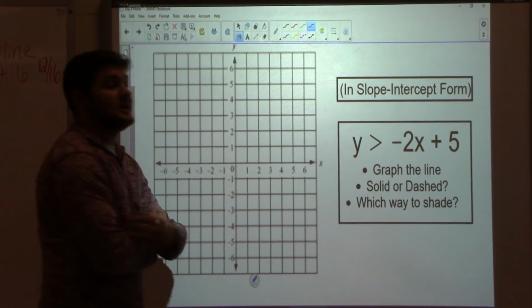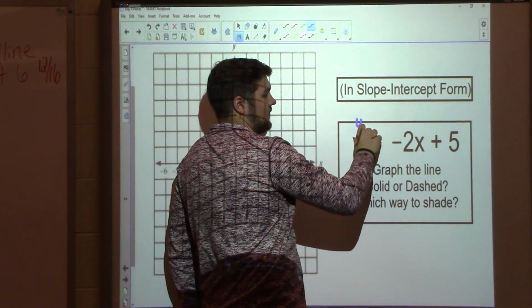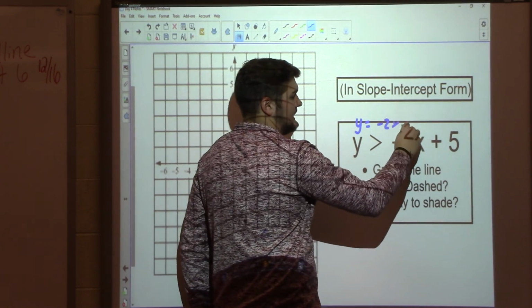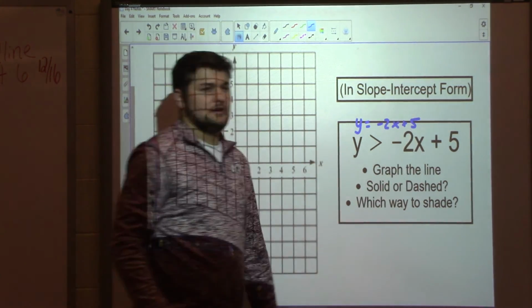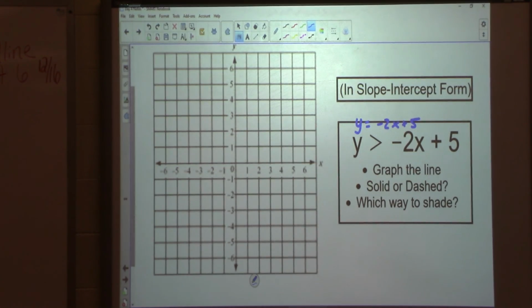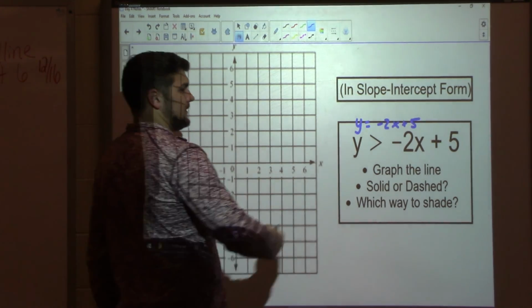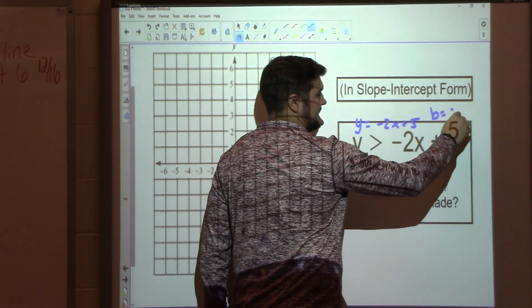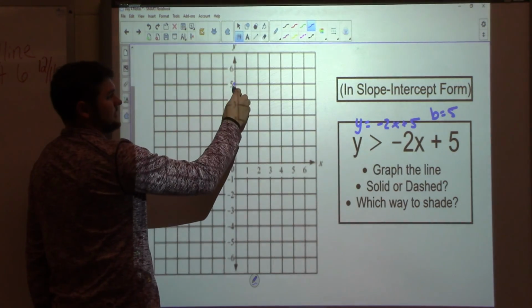So, first thing you're going to do, guys, treat this like it's an equation. Y equals negative 2x plus 5. How would I graph that? Where would my y-intercept be? 5. So B is 5. So my y-intercept would be at 5.